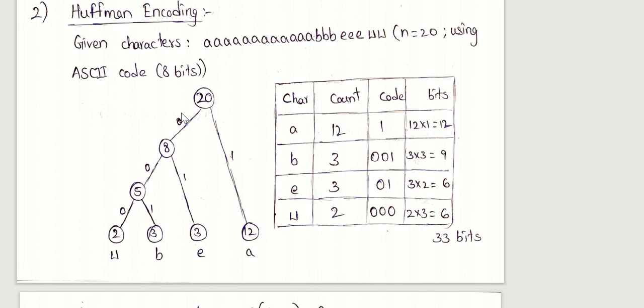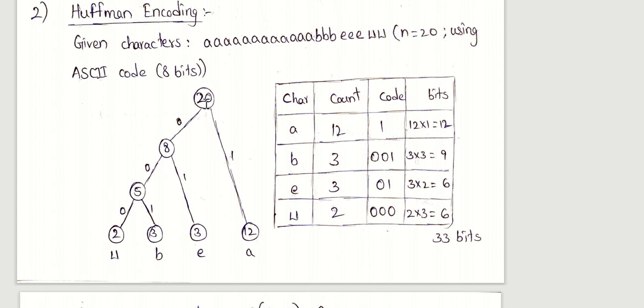In that way I have considered, and all the left hands of the tree are assigned with zeros, and the right nodes will be assigned with ones, so that I have assigned 0 for all the left hands, and 1 is assigned to the right hands. So now the question is how to calculate the code.